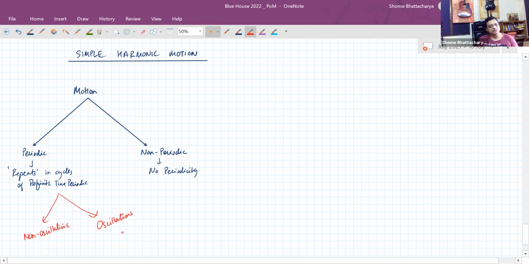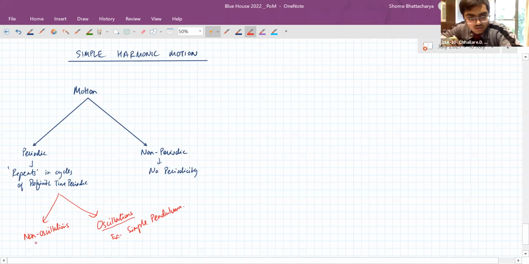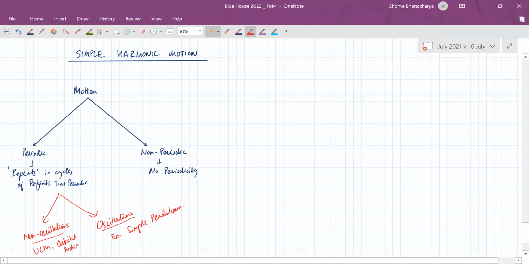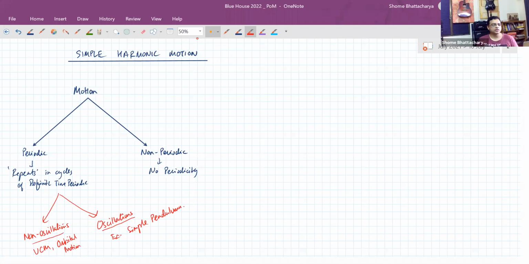I'll give you a very obvious example of an oscillation: the motion of any simple pendulum. Can you give me an example of a periodic motion which is not an oscillation? Seesaw. Rotation of Earth around Sun. Yes, very good. Uniform circular motion or any sort of orbital motion. Earth around Sun is not even a circular orbit, it's not UCM, it is more like an elliptical orbit. But orbital motion with a definite time period is an example of a non-oscillation. Whereas seesaw is actually an example of an oscillation.